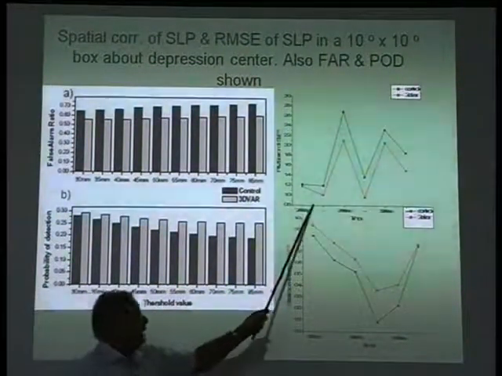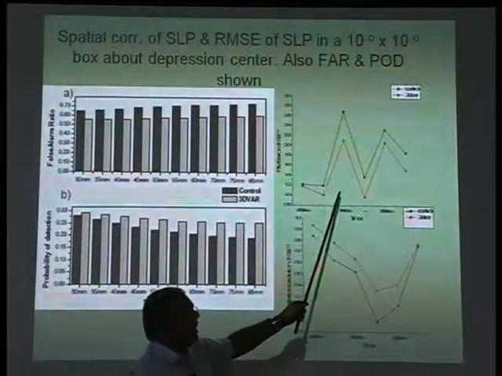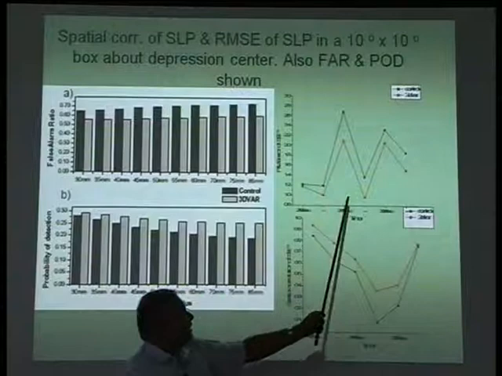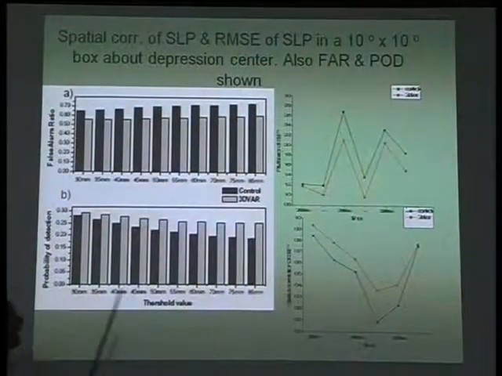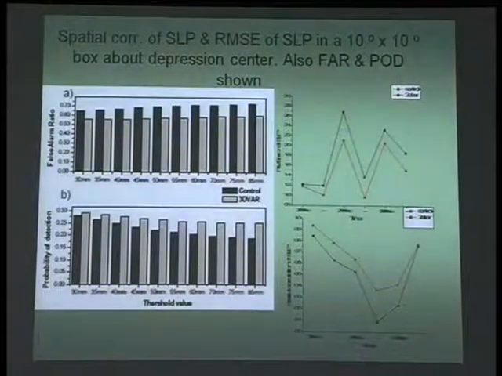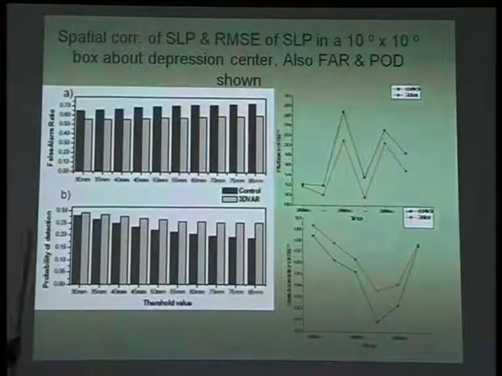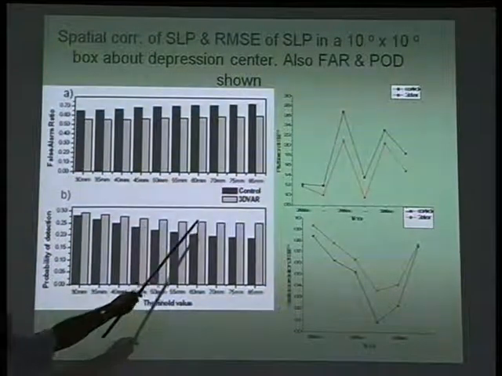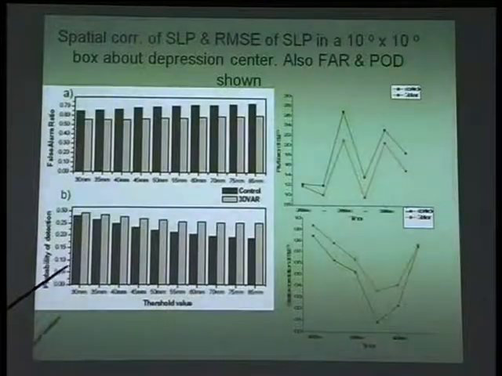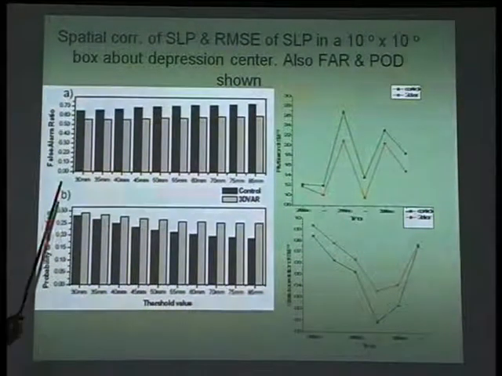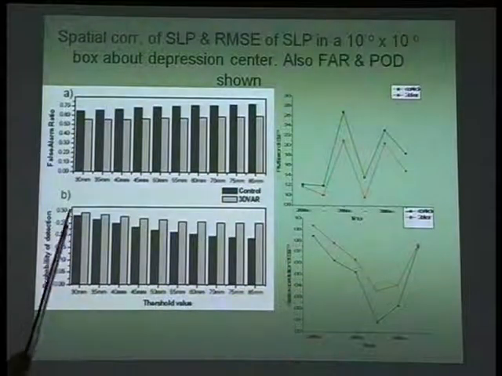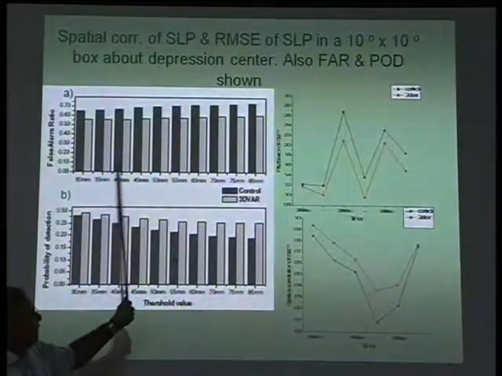And these are the root mean squared errors of the sea level pressure field at different times, again over the same 10 degree by 10 degree box. Again, at all times the RMSE of the sea level pressure field is lower for the 3D-VAR. Now these are some quantitative estimates of precipitation over the entire domain for different threshold values. These are the false alarm ratios. If you compare the control and 3D-VAR, the 3D-VAR is unfilled and the control is the filled histograms. So you can see that at all threshold levels of rainfall, the false alarms are much less for the 3D-VAR compared to the control.